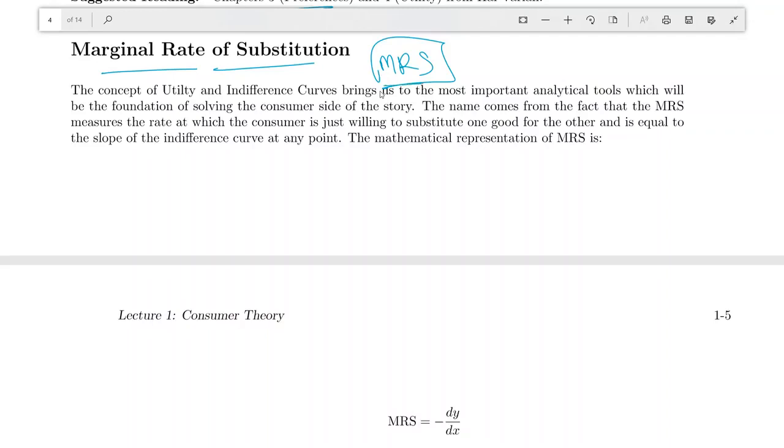MRS is the most important tool that we use for utility maximization. So marginal rate of substitution basically tells us the rate at which a consumer is willing to substitute one good for the other.